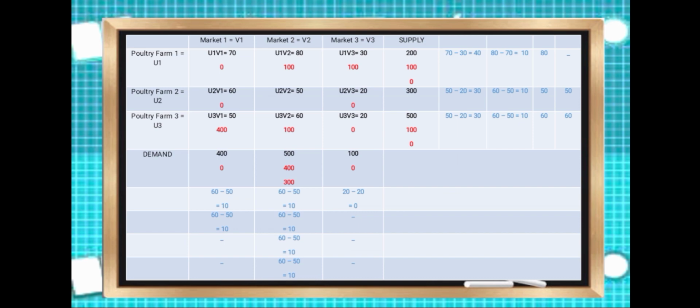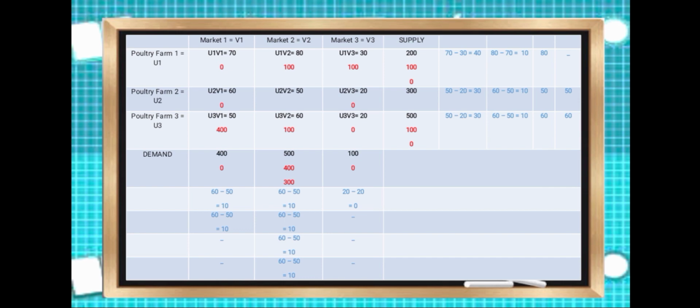So find the penalty again and then find the highest. Since the highest is 60, I will find the value of U3V2. The U3V2 has a demand of 400 and the supply is 100. The minimum of 400 and 100 is 100. So I will put the value of U3V2 equal to 100. Then 400 of demand minus 100 is equal to 300. And the supply is 100 minus 100 is equal to 0.